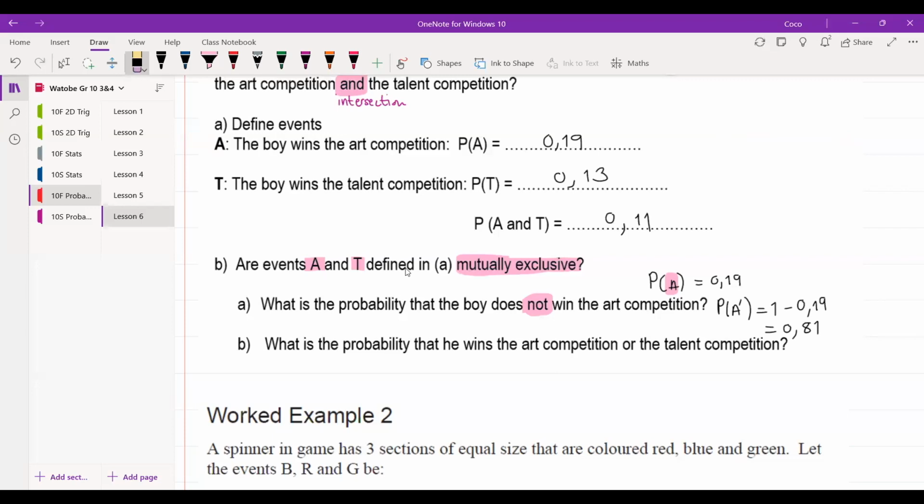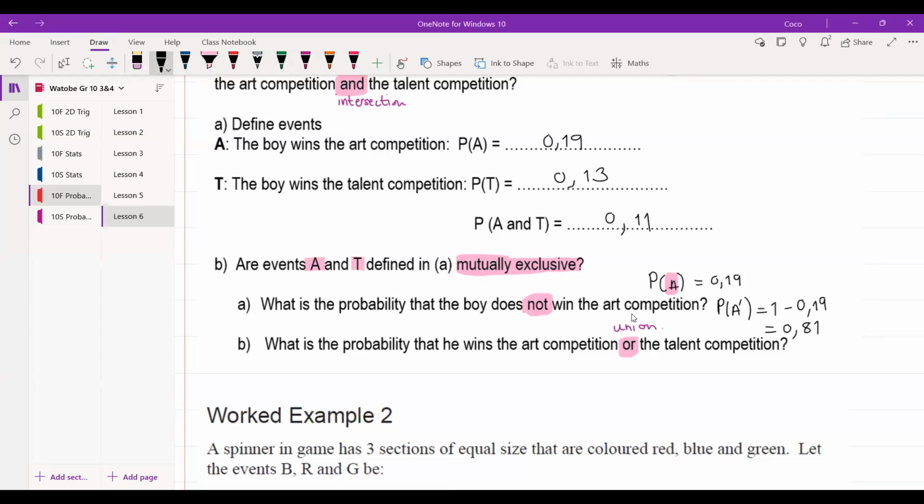All right, let's talk about this last question over here. It says, what is the probability that he wins the art competition or the talent show? Now, we know that this is going to be an intersection. Oh, sorry, why am I saying the intersection? It's the union, not the intersection, the union. Thank you, Ritsepile. It's the union.